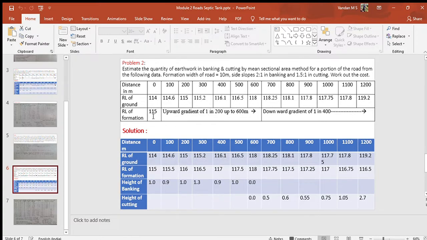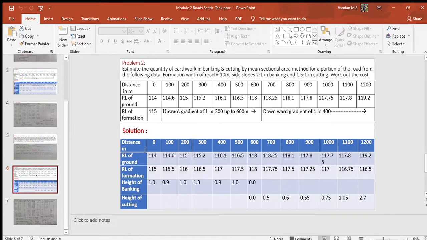The third row gives the RL of formation. As we discussed earlier, formation level is the finished top surface of the subgrade. The RL of formation at 0 chainage is 115 meter. Thereafter, the formation level ascends at an upward gradient of 1 in 200, which means a rise of 1 meter for every 200 meter horizontal, or a rise of 0.5 meter for every 100 meter horizontal. The formation level descends from 700 meter onwards at a downward gradient of 1 in 400.